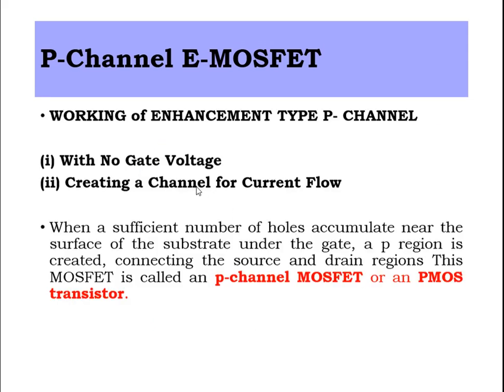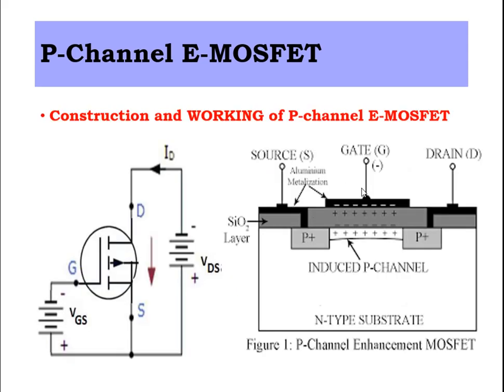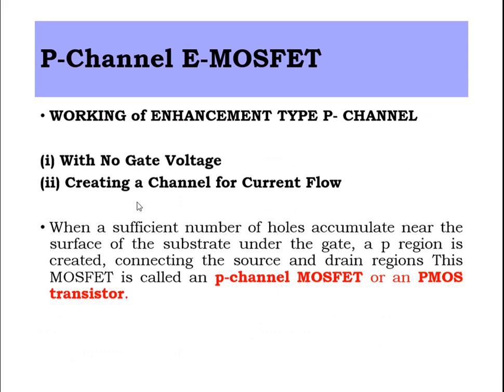In case of P channel EMOSFET, suppose we apply no gate voltage. Whenever the gate source voltage is absent, there will be no channel formation, the channel cannot be induced, so there is no flow of drain current from source to drain. Next, we are supposed to create a channel for the current flow.